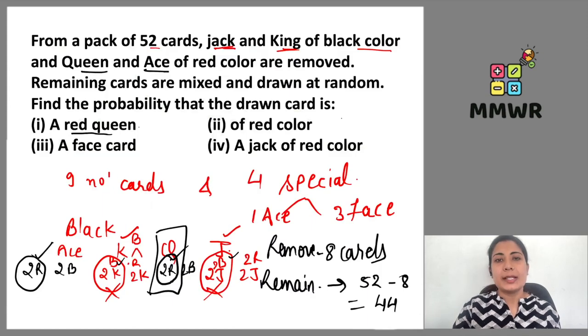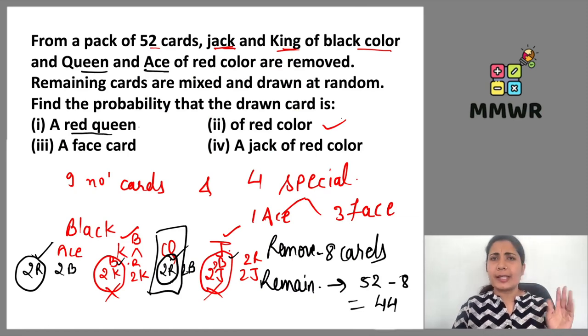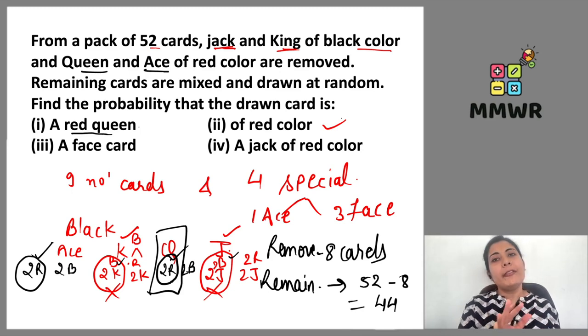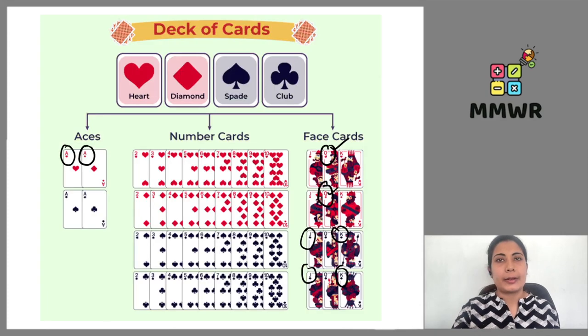Now the second event is of red color. Find the probability that the drawn card is of red color. It should be only red color, any card will work: number card, ace, queen, jack. So first of all, how many red color cards are there? 26 red cards are there, but this is not the original pack of cards we have used. We have removed 8 cards from this. Out of these 8 cards, 4 of them are red color and 4 of them are black color.